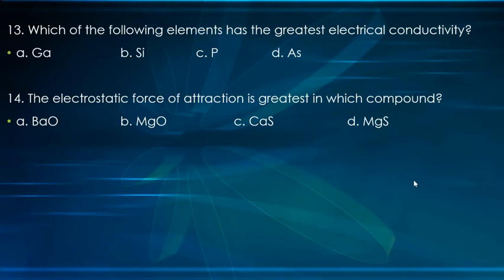Now, what about magnesium and barium? Which one is smaller? Magnesium. So B, magnesium oxide is going to have the greatest electrostatic force because those two, scratch that, those two ions have the greatest electrostatic attraction between them based off of Coulomb's law, F equals K Q1 Q2 over D squared.